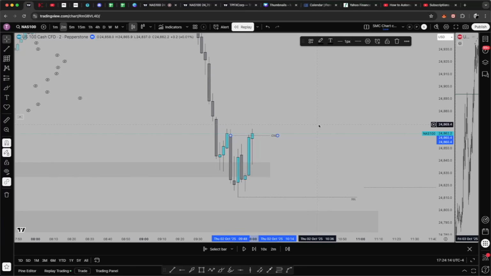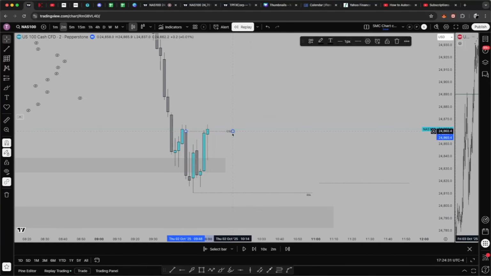There's always going to be multiple things popping up. You're going to see multiple fair value gaps, multiple order blocks, breaker blocks, whatever, right? A bunch of everything. That doesn't mean that you're going to trade every single change in state of delivery. You know what I mean? I just hope it makes sense, right?